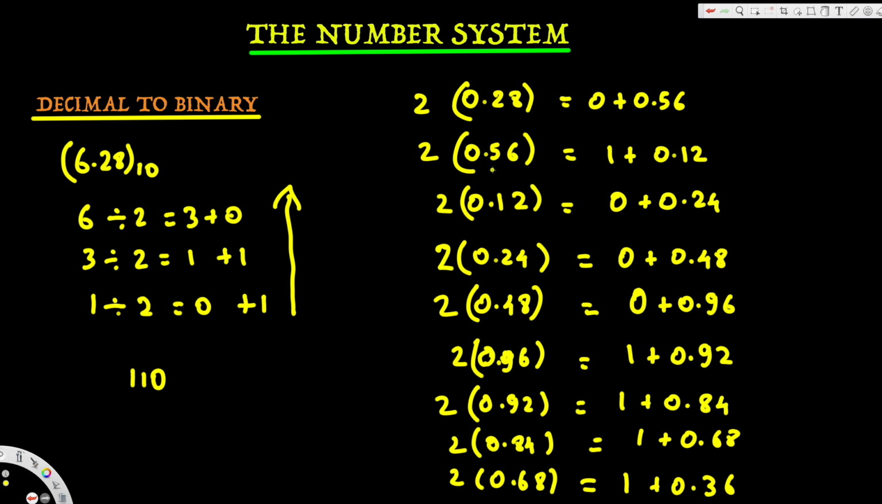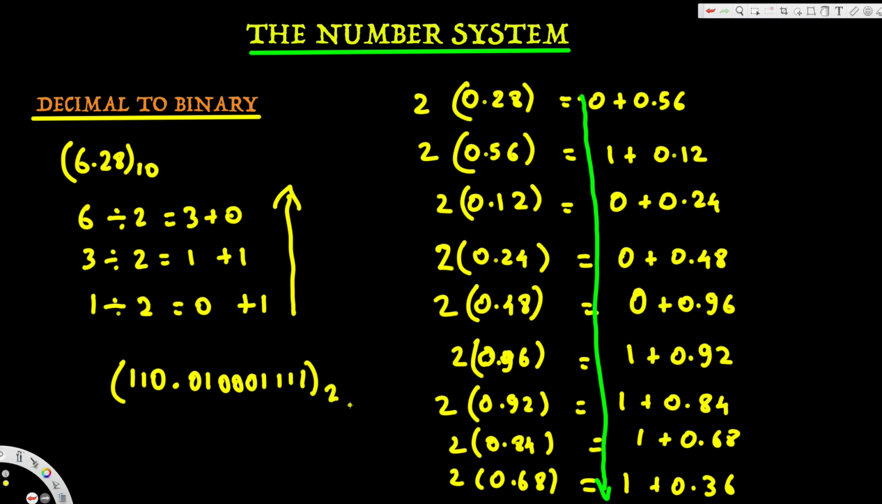So what we have to do is stop at some point when we have enough points. For this fraction part, we read from top to bottom. So the final answer is going to be 110 point, and we start right here, so this is going to be 0 1 0 0 0 1 1 1 1. So this is the conversion of this number from decimal to binary, and that's how we do that. I hope this helps. Thanks for watching.